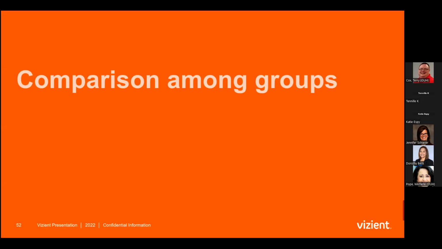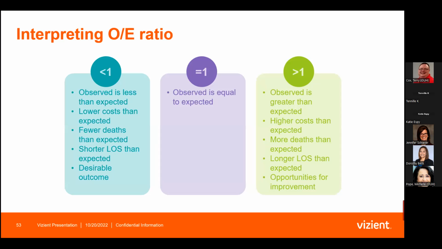Now let's talk about making comparisons among groups. The way our risk-adjusted metric is reported is an O over E, or an observed over expected. So you know now why I'm going into this, right? I talked about observed values, expected values. Observed over expected is what we call an index. So anytime the observed is less than expected, the index will be less than 1, which is a desirable outcome, as you can see in the teal box. It means the hospital experienced lower costs, fewer deaths, and a shorter length of stay than expected.